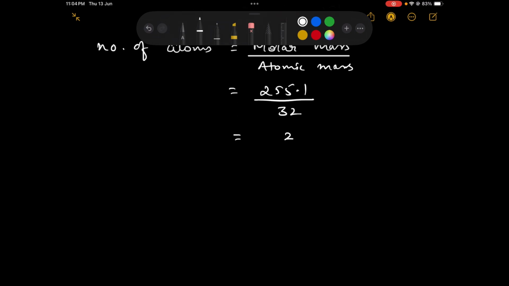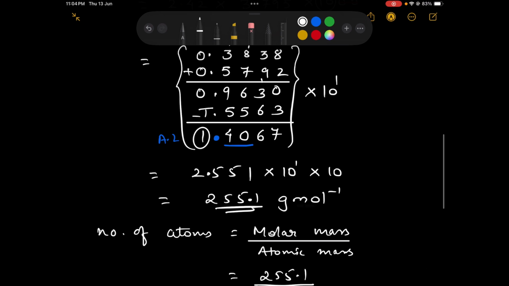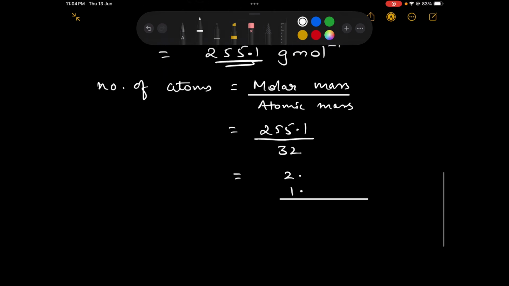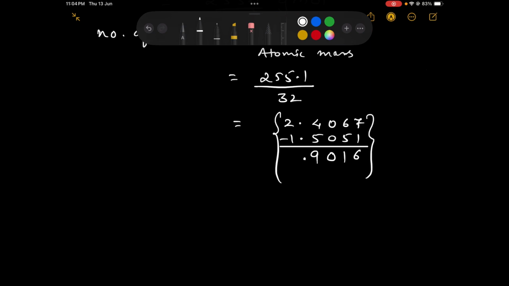Let's use log. 2 point, and here it will be 1 point. So the characteristic is 1 for 32, and the log of 25 under 5, mean difference 1, I'll take the same as 4067. The log of 32 is 5051. Let us subtract these two. 71 minus 61 is 10, 14 minus 5 is 9, and 1 minus 1 is 0.